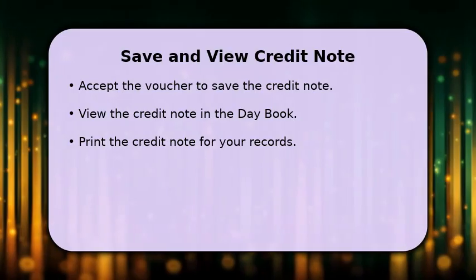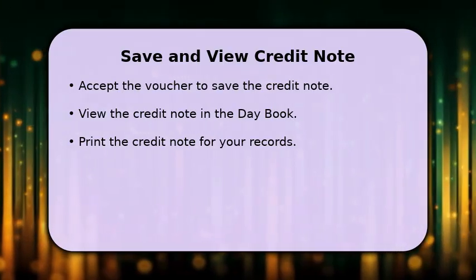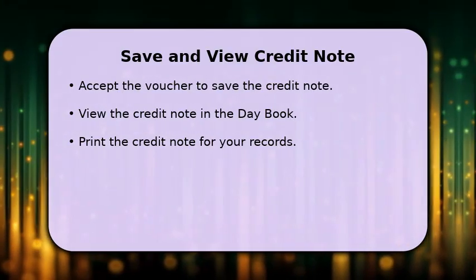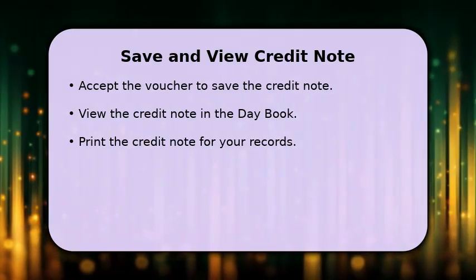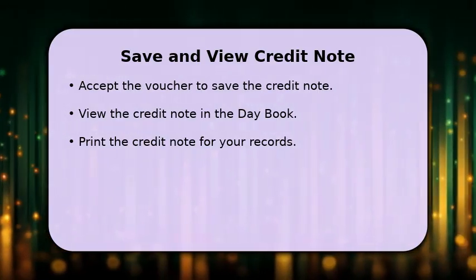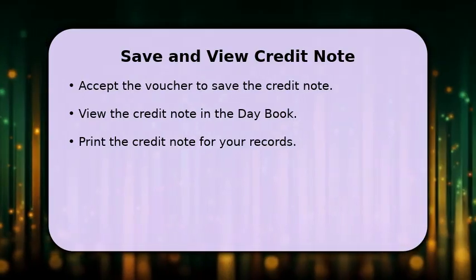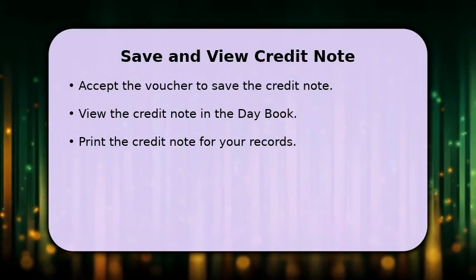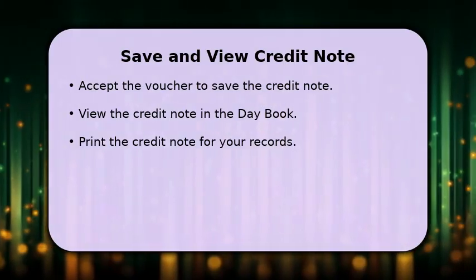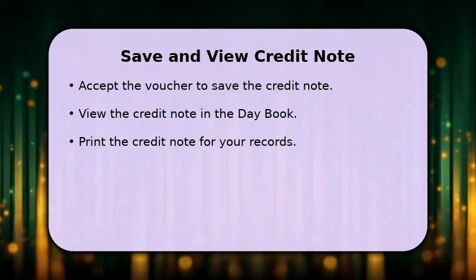After entering all the necessary details, accept the voucher to save your credit note. You can then view this credit note in the daybook or the credit note register to verify the entry. It's good practice to print a copy for your physical records. This credit note will effectively reduce the outstanding balance of the party, ensuring your accounts are accurate.